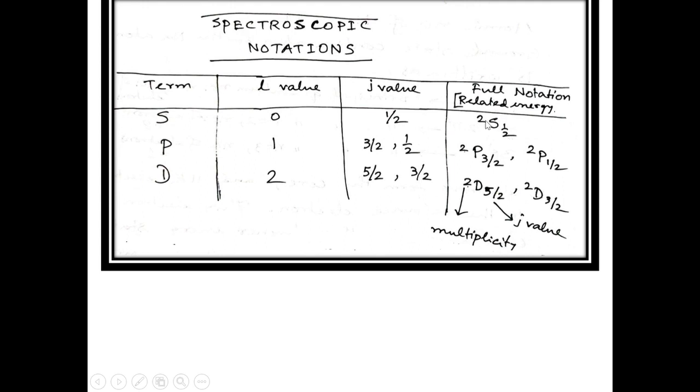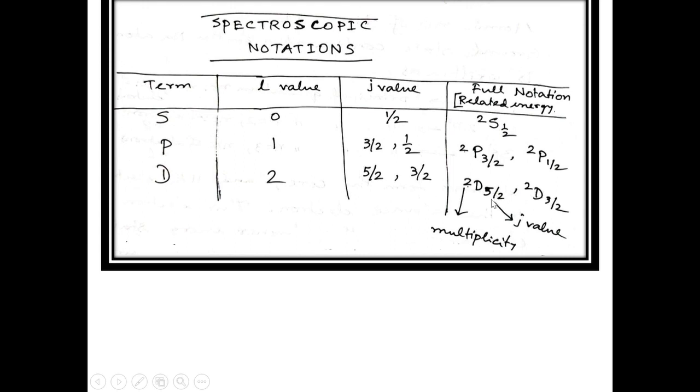Similarly, these two J values are written as 3 by 2 and half with P state with multiplicity 2, because there are two ways the transition can have its position. Similarly, for D state, the J values are 5 by 2 and 3 by 2 with multiplicity 2 with term value D.